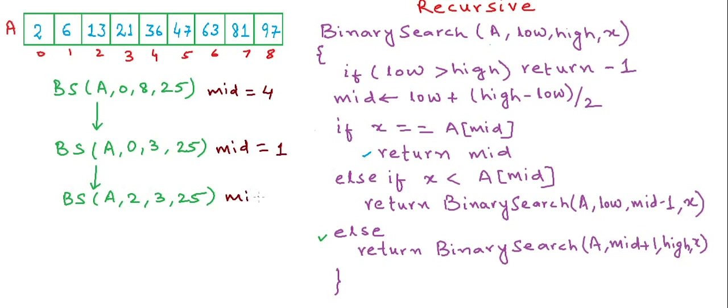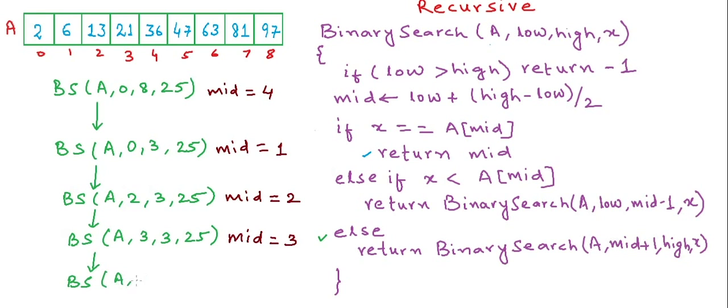Now mid would be 2, and this time we will make a recursive call to find 25 in the range 3 to 3. It's still a valid range. Low is not greater than high. Mid would be 3. And now 25 is greater than 21. So we make a recursive call using the third condition, mid plus 1 would be 4 and high would be 3 still. And this time low is greater than high.